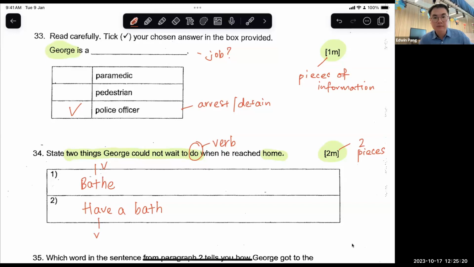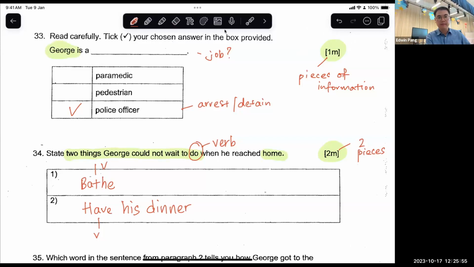Yes, Keen? You wrote bath and have a bath. You wrote it twice. It's supposed to be bathe and have his dinner. Okay, have his dinner. Thank you. So again, bathe, not bath, bathe. Bathe is a verb, and have his dinner, have is also a verb. So please make sure that you spell it correctly.